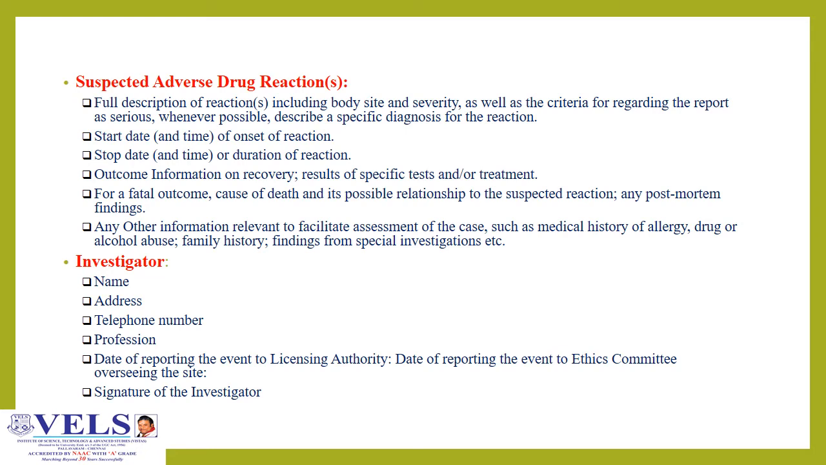Investigator. The details of the investigator should be recorded in the reporting form, like name of the investigator, address of the investigator, telephone number, profession, date of reporting the event to licensing authority, that is date of reporting the events to the ethics committee overseeing the site, and signature of the investigator.